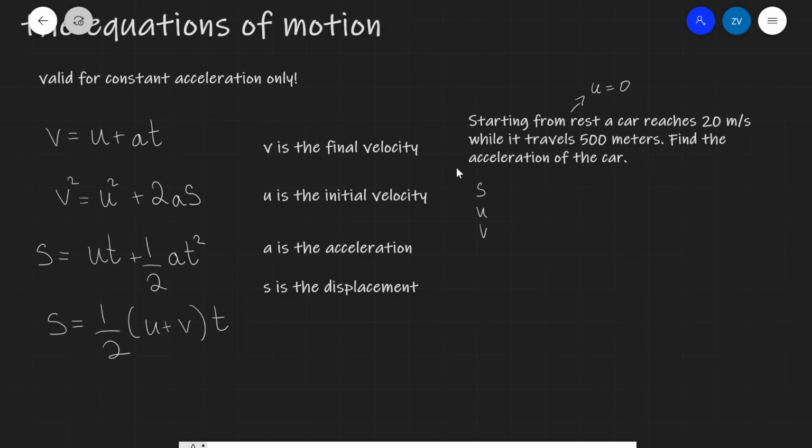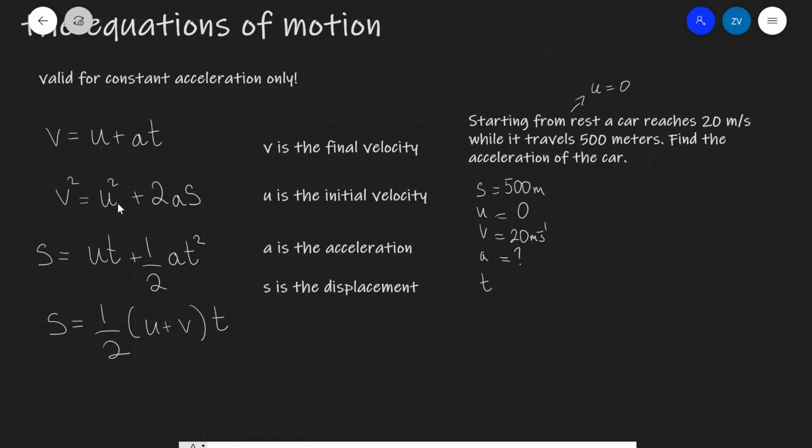I'm going to write SUVAT over here, and we know that the displacement is 500 meters. We know that u is equal to 0, and the final speed, because it reaches 20 meters per second, will be 20 meters per second. The acceleration is what we're looking for. Well, the only equation which links v, u, a and s is actually our second equation.